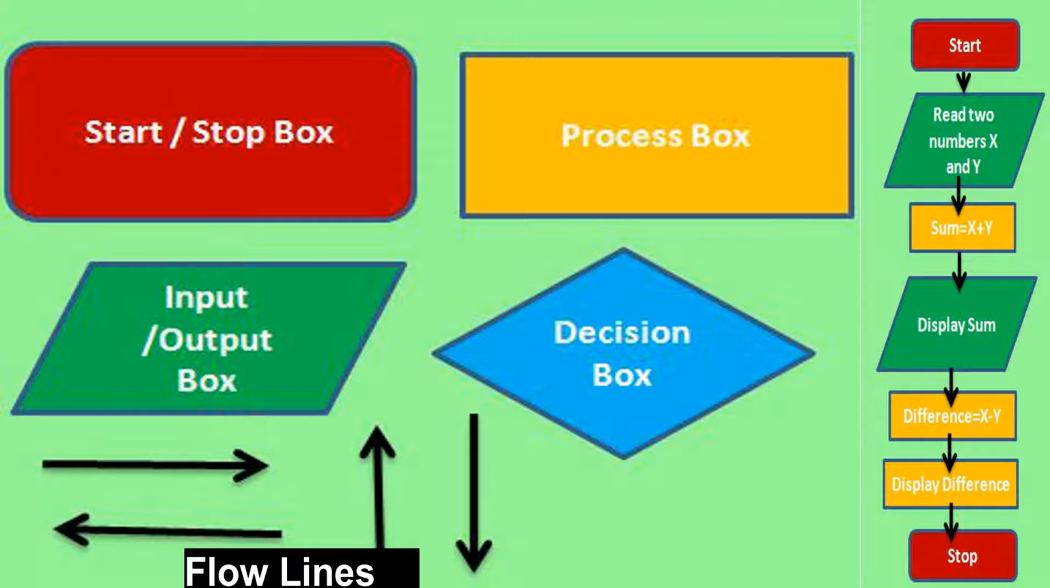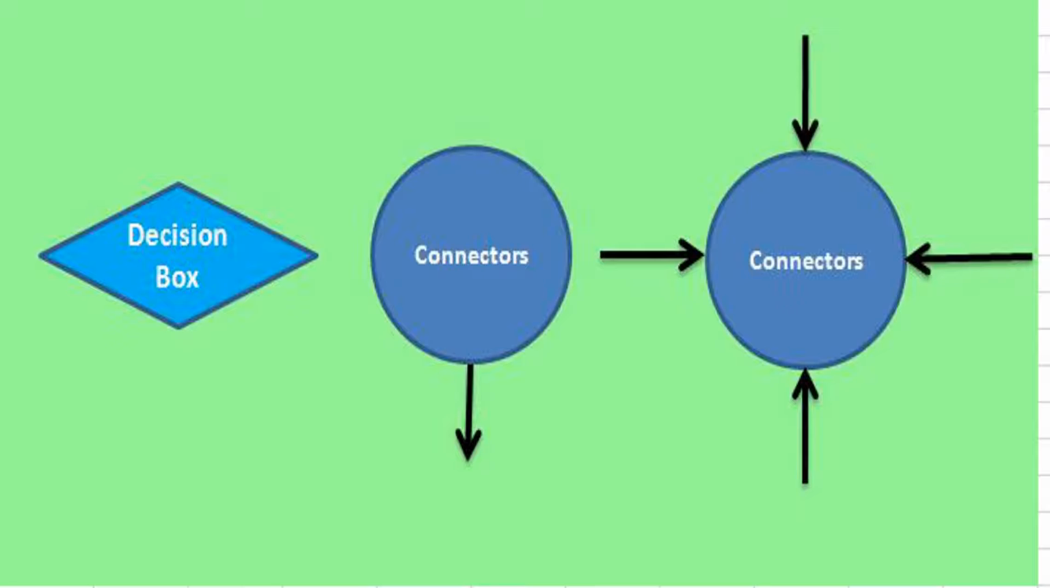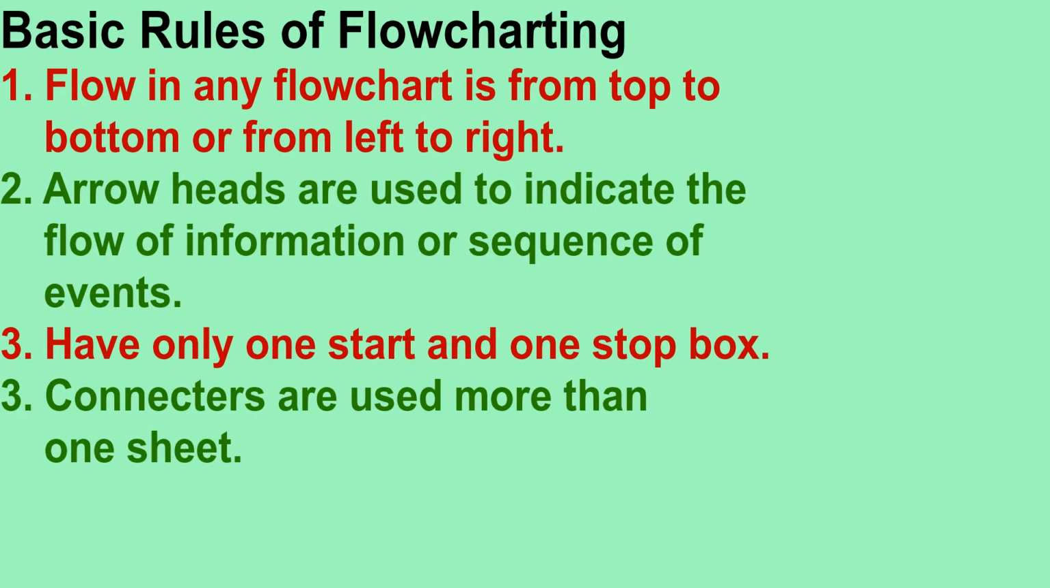Next, flow lines. These lines are used to show the flow of the logic in the flowchart. Connectors. These are used to connect one part of the flowchart to another. Next one, decision box. This is used when one needs to choose between options and the conditions of yes or no arise.